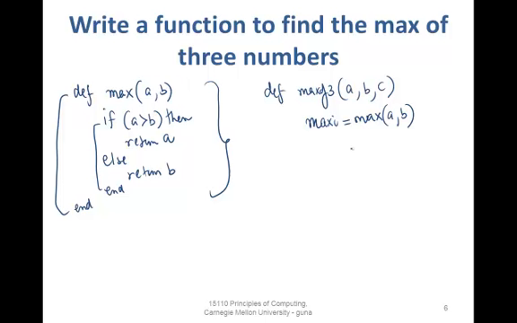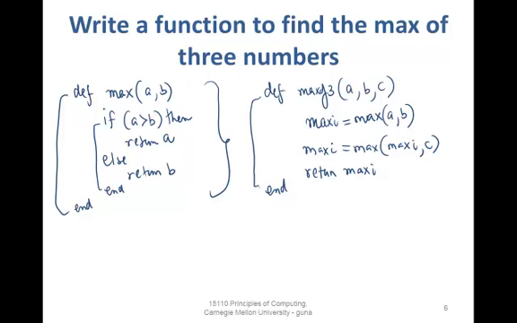Now, once I get the maxi, then I can send maxi to max and send the other one. So now I'm comparing maxi with C, and we can call this the new maxi. And at the end of this, I'm just going to return maxi. And this is the end.